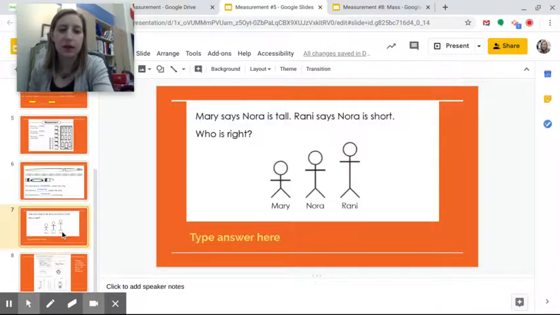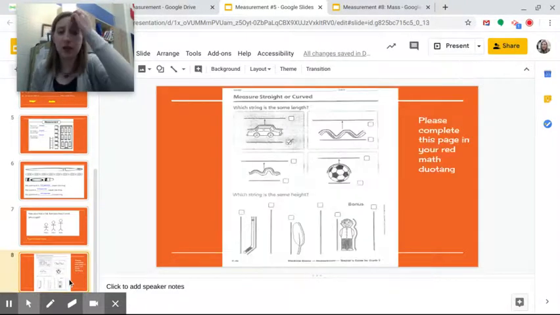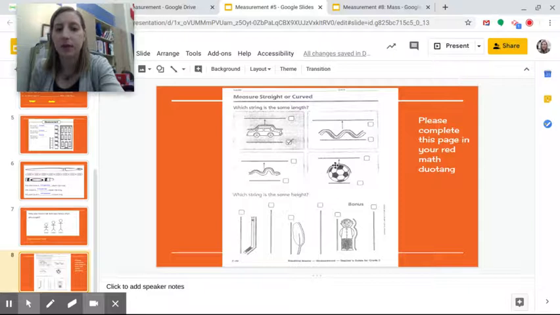In your next slide here, we have a little riddle for you. It says, Mary says Nora is tall, but Rani says Nora is short. Who is right? Maybe they're both right. Maybe only one is right. On the last page here, you're going to look at measuring with curved or straight lines to look at how long something actually is. And you can complete this page in your notebooks, please, or your red duotangs.